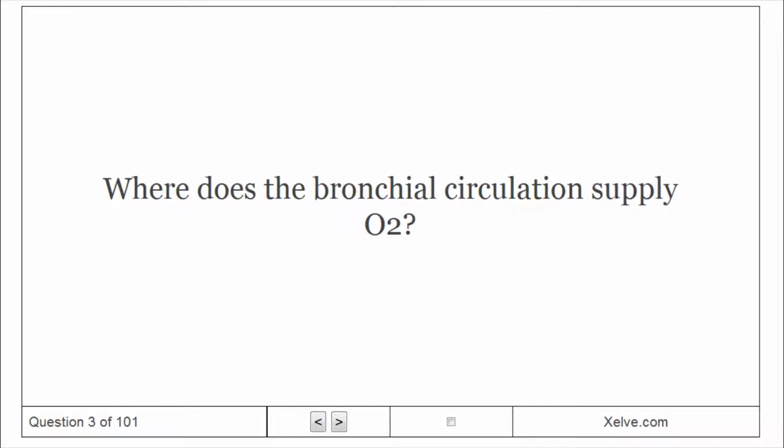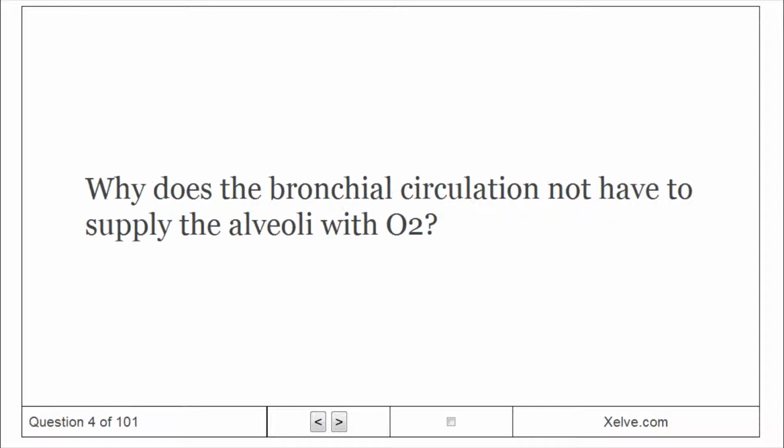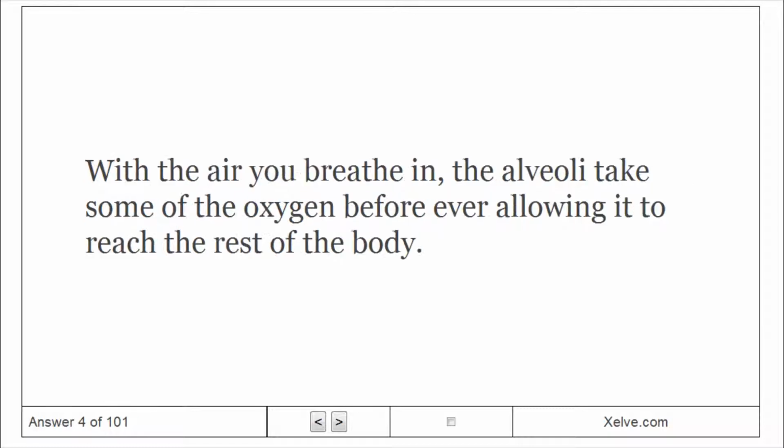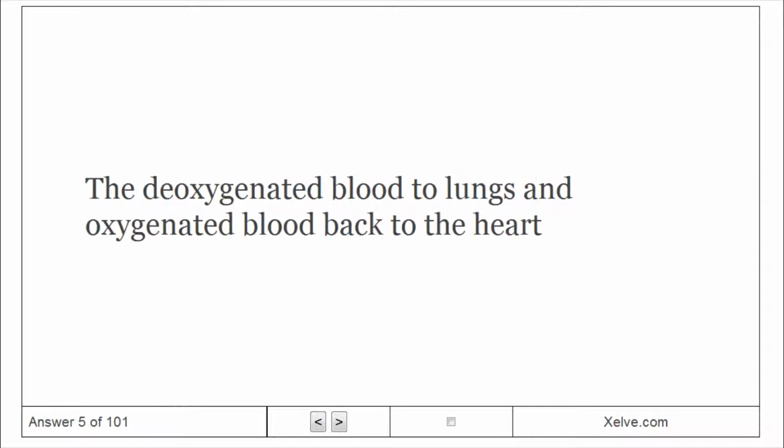Where does the bronchial circulation supply O2? The lung tissue except the alveoli. Why does the bronchial circulation not have to supply the alveoli with O2? With the air you breathe in, the alveoli take some of the oxygen before ever allowing it to reach the rest of the body. Where does the pulmonary circulation supply O2? The deoxygenated blood to lungs and oxygenated blood back to the heart.